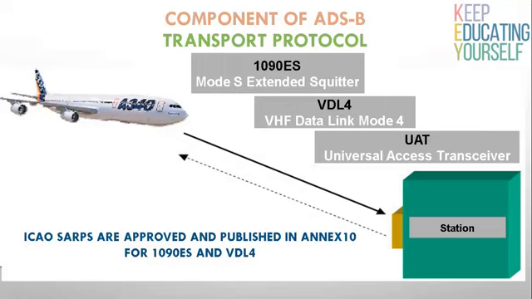Mode S 1090 MHz extended squitter, VHF digital link Mode 4, universal access transceiver UAT. ICAO SARPs are approved and published in Annex 10 for 1090 extended squitter and VDL4.